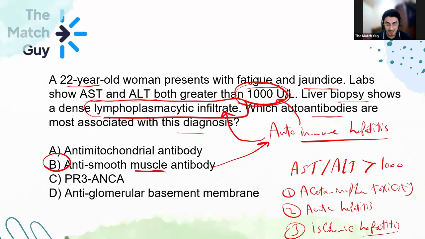Sepsis elevates it, yes, because sepsis will also cause hypoperfusion to the liver because it's a shock. So this is ischemic hepatitis also.